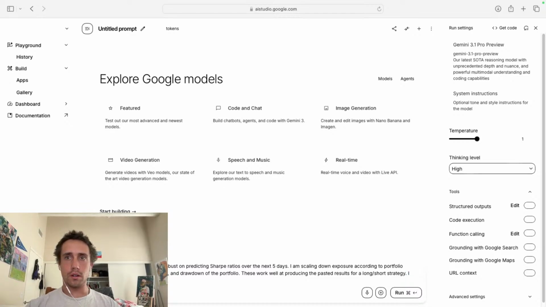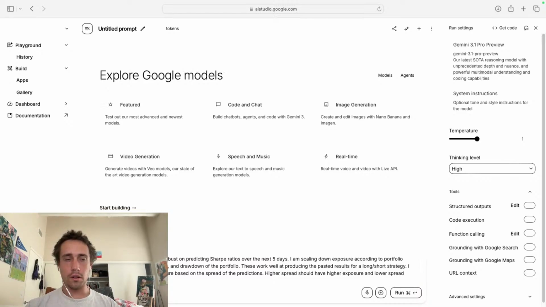I want to also scale down exposure based on the spread of the predictions. Higher spread should have higher exposure, and lower spread should have lower exposure. It should be the rolling spread over the last n days.